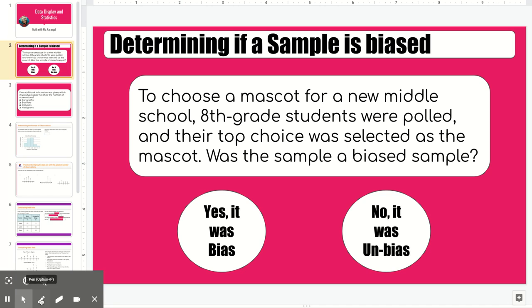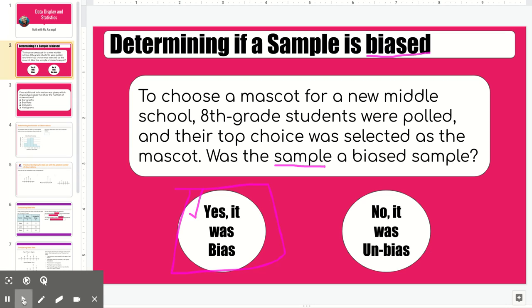So let's look at it, and we need to talk about what is a sample. So a sample is a group that is selected to represent an entire population. Okay. And then remember, bias is just leaning towards one specific group. So here, they are only asking eighth grade students. They're not asking any other grade. Well, does eighth grade represent an entire middle school? No. So this is actually a biased sample because it's only leaning towards eighth graders.